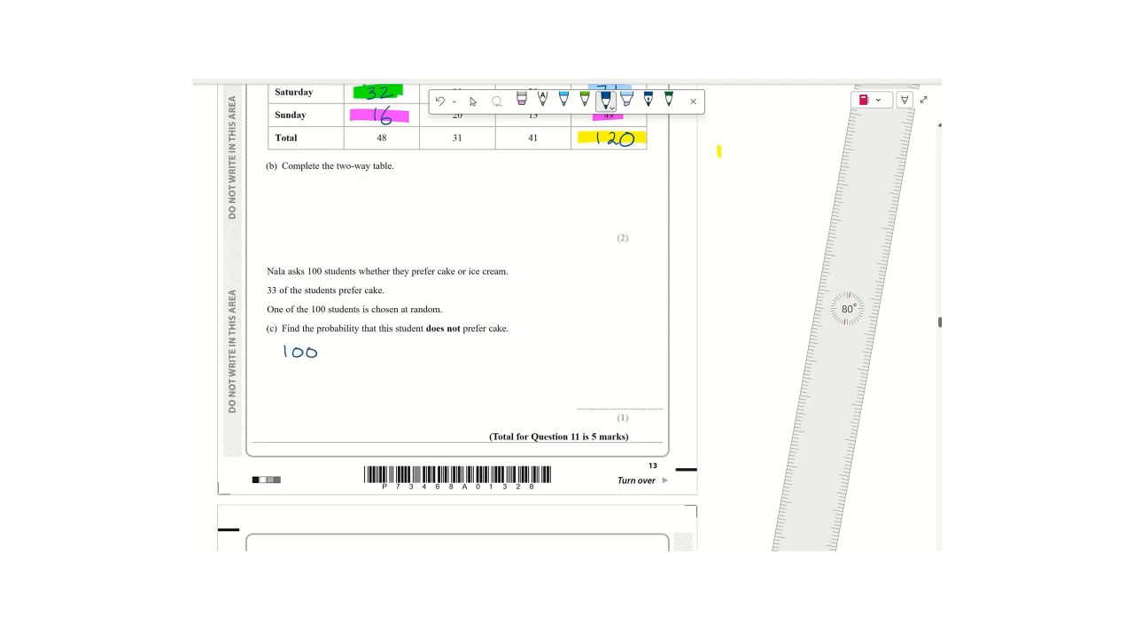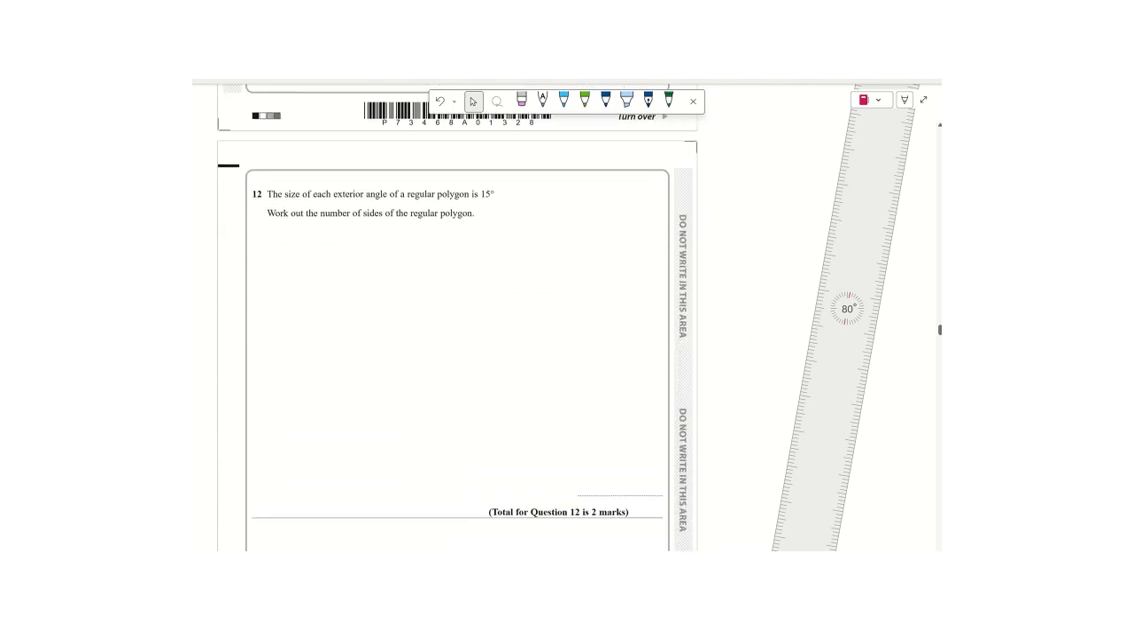So to find how many people don't like cake, we've got to do 100 take away 33, which gives me 67. So the probability they don't like cake is 67 out of the 100 students we had altogether.